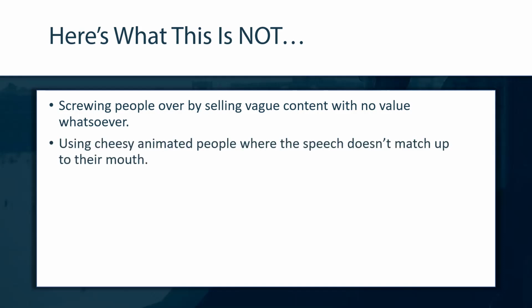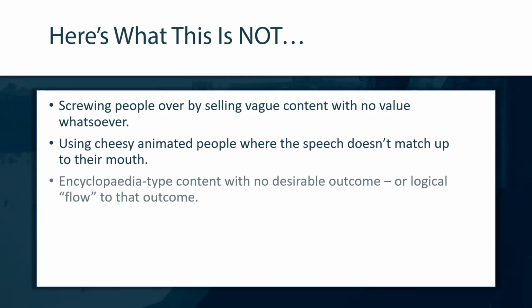Also, this is not going to be using cheesy animated people. I'm sure you've seen them before, where the speech doesn't match up to their mouth, right? So the AI avatar is talking, and they're moving like this, like, "Hey everyone, welcome to this video." And meanwhile, their mouth is doing 100 different things. That is not that, okay?